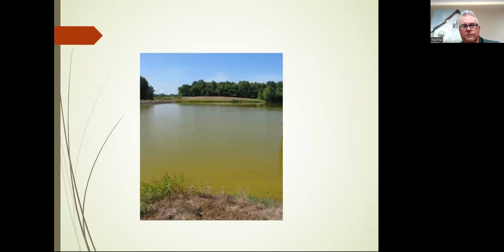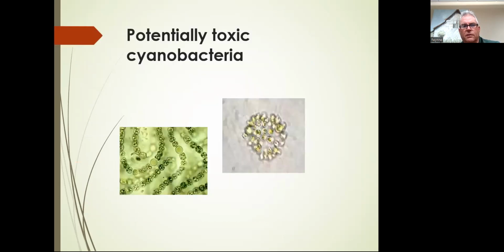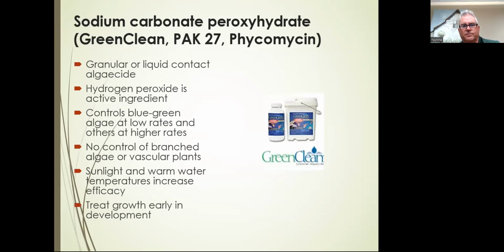Here are just a few pictures of various blue-green algae I've taken shots of over time. Some potentially toxic algae, such as these, Anabaena, Microcystis. This particular chemical was used to control specifically blue-green algae, better called cyanobacteria. Really, it's not an algae; it's a bacteria.